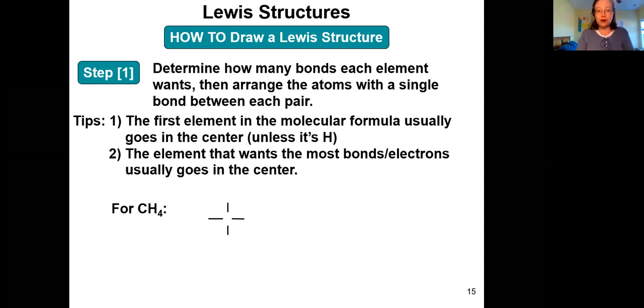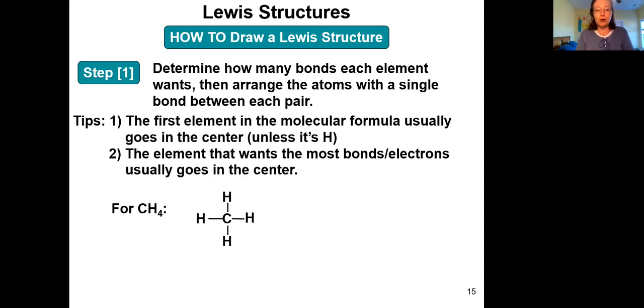For CH4, the carbon is king. Carbon wants 4 electrons, so he goes in the center. Then those 4 hydrogen atoms go around him. I fill it in with single bonds to each one, and I have a good structure here.